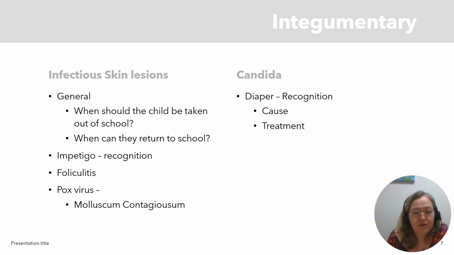Also in this chapter, we have infectious lesions that you want to consider. We have MRSA, folliculitis, impetigo, pox, chickenpox, for example, and molluscum contagiosum. Also, basically any of the infectious diseases that are in the book are fair game on this test.